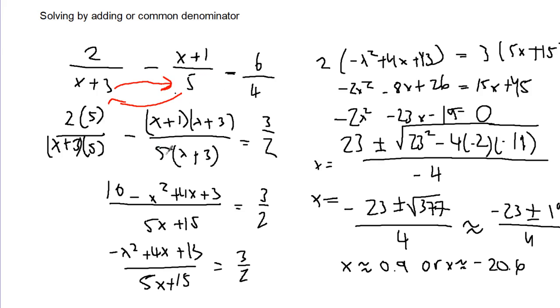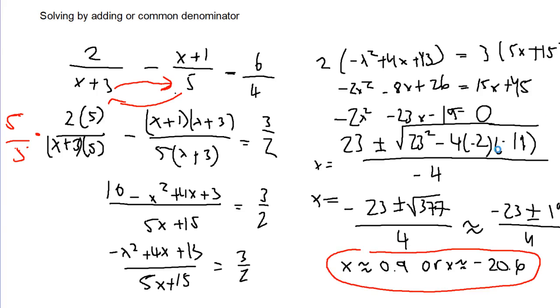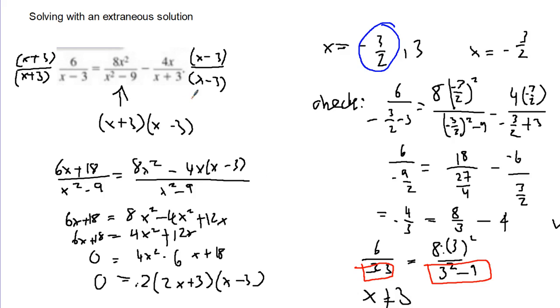So you have to multiply them by both the same amount, and you have to do this kind of thing, right? Yeah, like that. And then you can multiply them all together, and then you'll get this. You'll get two fractions equal to each other. Then you can start cross multiplying, and then you'll get your answers, which is about 0.9 or negative 20.6.